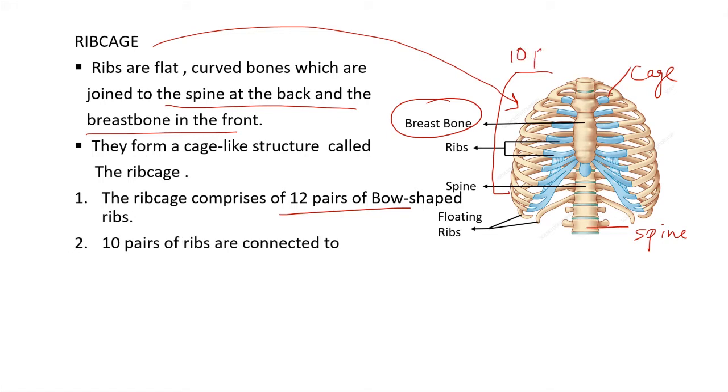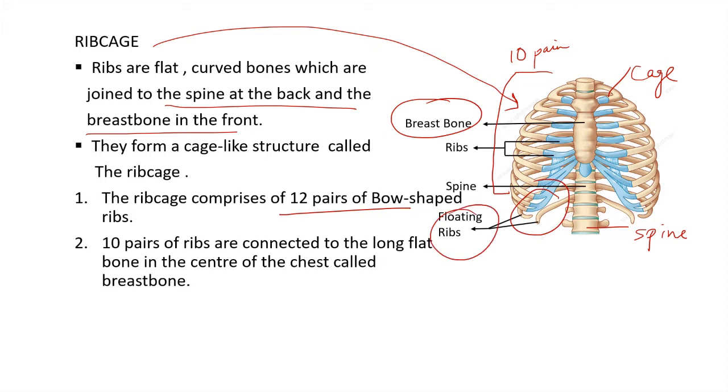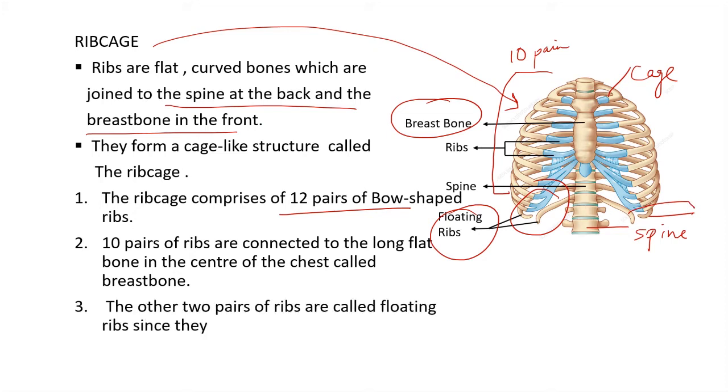which is the breastbone. The other two pairs of ribs are called the floating ribs because they are attached to the spine, but they are not attached to the breastbone. Got it? So they are floating in the body, but they have one connection. They are attached to the spine, but not to the breastbone.